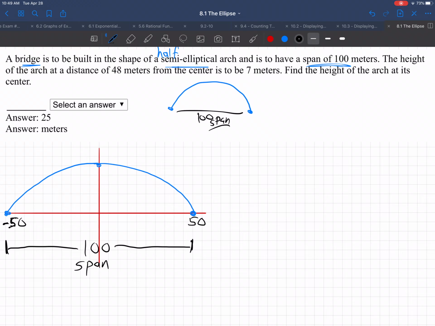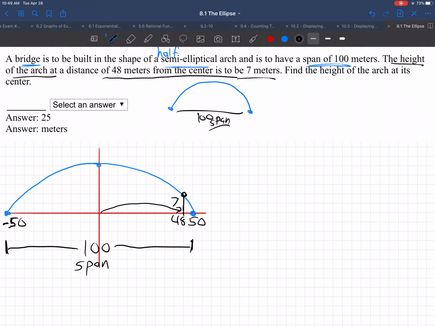Okay, and now they're saying the height of the arch, like how high up the arch is, at a distance of 48 meters from the center is 7. So if you go 48 meters from the center, you go way over here, let's say this is 48 meters from the center. Right there, the height will be 7 meters. So that's what they're saying. If you go 48 meters, they want to build it. The engineers plan in advance.